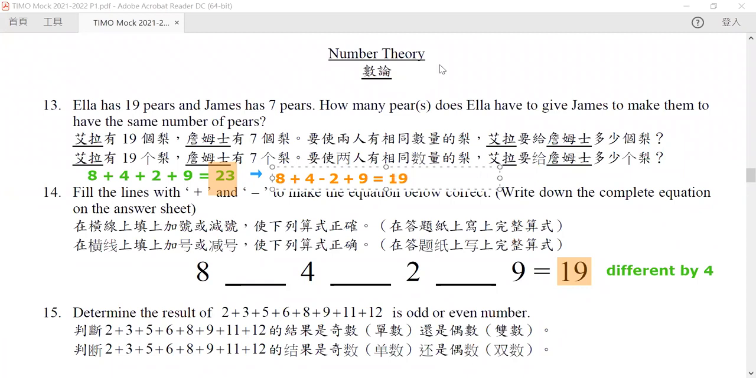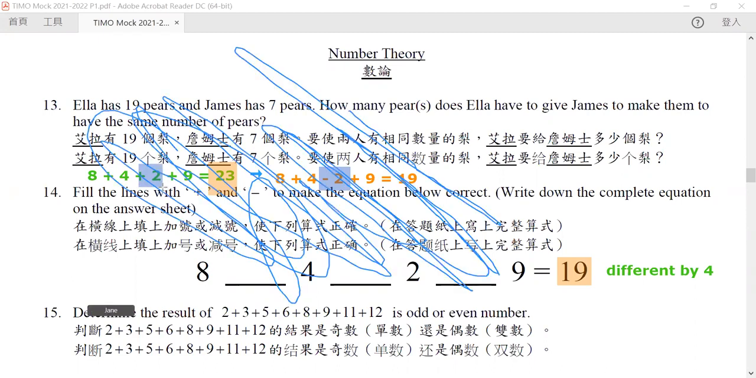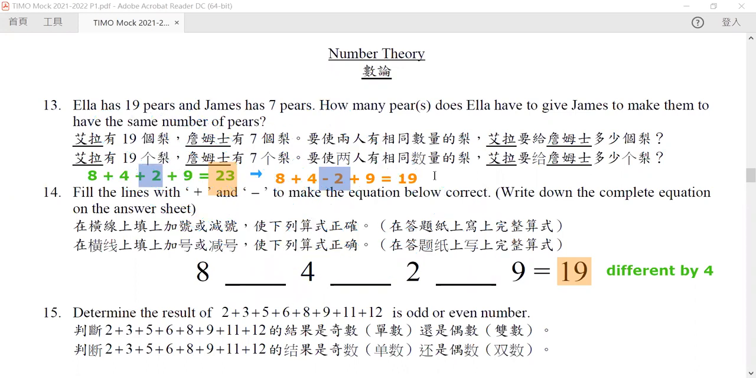Notice that if we convert plus 2 to minus 2, the difference will be 2 times 2, which equals 4, exactly like the one that we require. The difference here is exactly the difference we need.